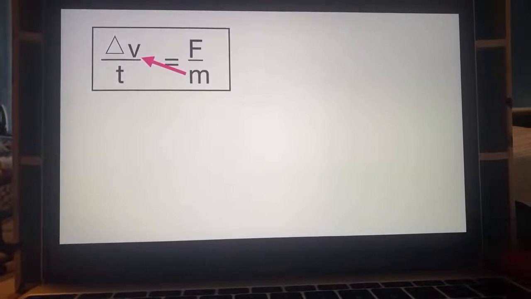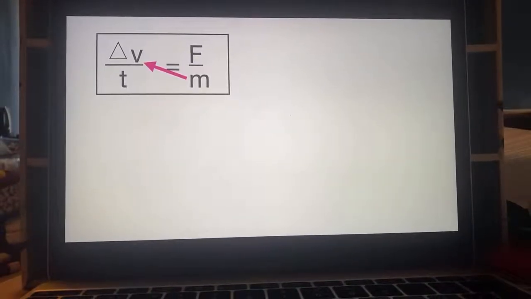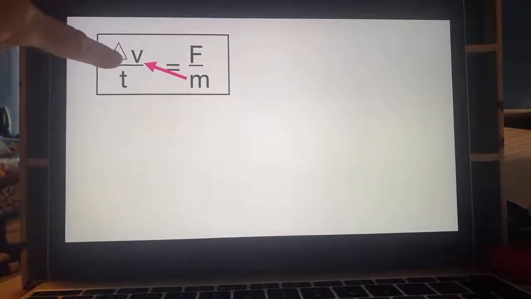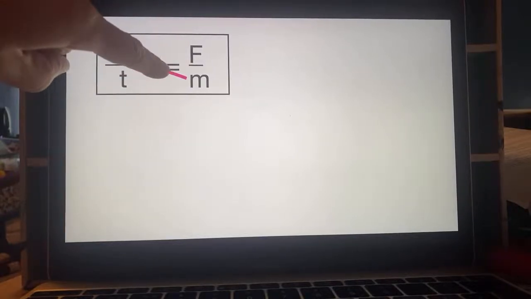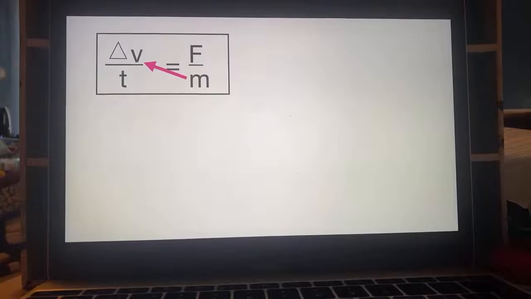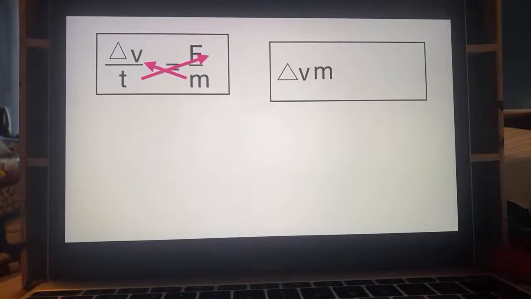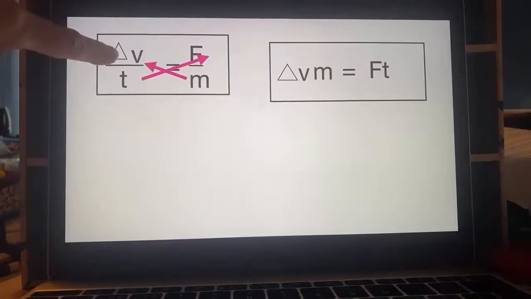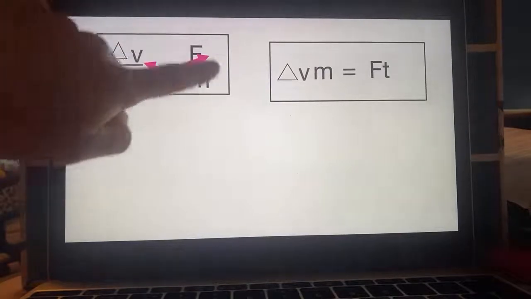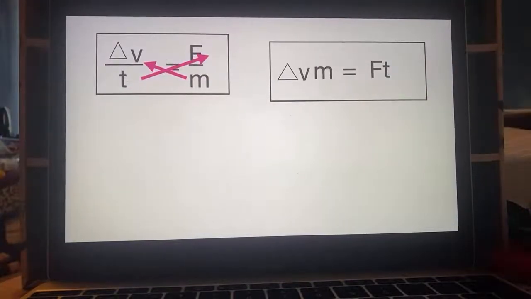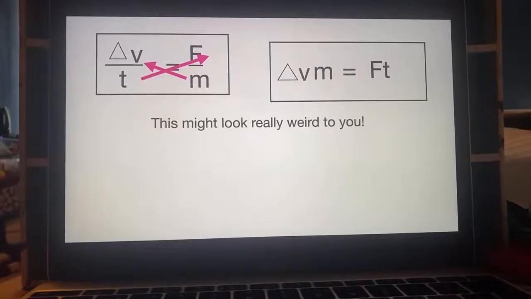Are you okay with rearranging equations? You should be really for doing IGCSE Physics. If something's on the bottom on one side, you can move it to the other side by putting it on the top. So change in V divided by t equals F over M can become change in V times M equals Ft. You just take the M off the bottom and stick it on the top on the other side, and you take the t off the bottom and you stick it on the top on the other side. That's just a simple rearranging. That's the same equation. So change in velocity times mass equals force times time. Okay, we have got there.